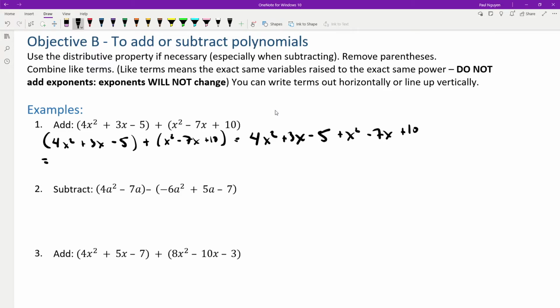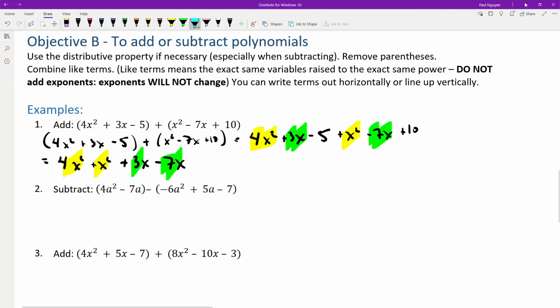Now we want to group everything with the same power, that is the like terms. In this case, what has an x squared? There's a 4x squared as well as an x squared. That's this term and this term. Now let's look at everything with a first degree. That's this term and this term. So I have plus 3x minus 7x. Those are like terms. Then the constants, negative 5 and 10. So that's minus 5 plus 10.